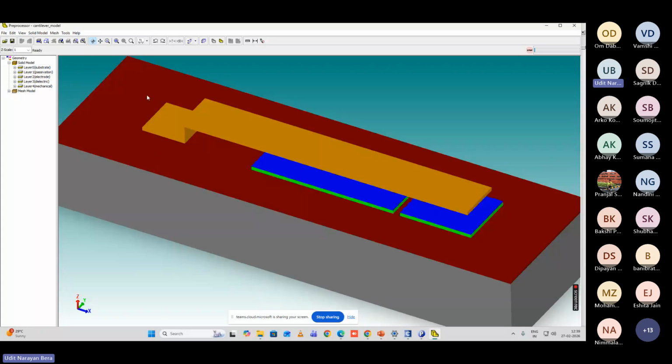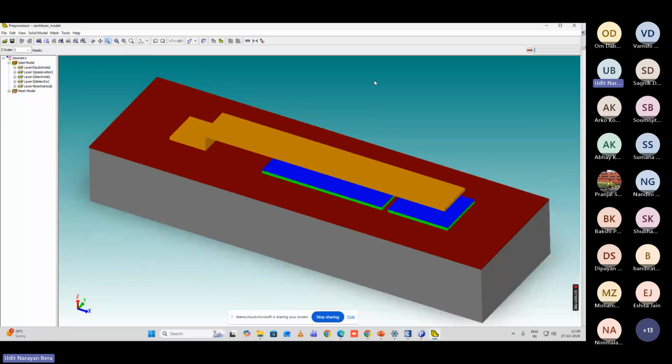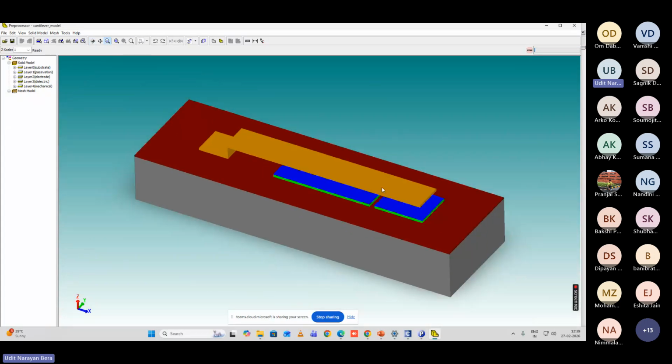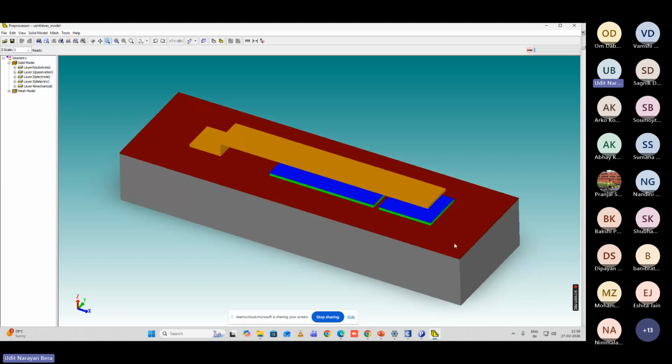Now, before going for solving, you need to mesh it. As Sir already told you, to go for finite element analysis, you need to divide it into very small parts with boundary conditions, so that the governing equations will be applied and you will get a better result. That's the process. We call it meshing. Meshing means we will be breaking it into different parts.